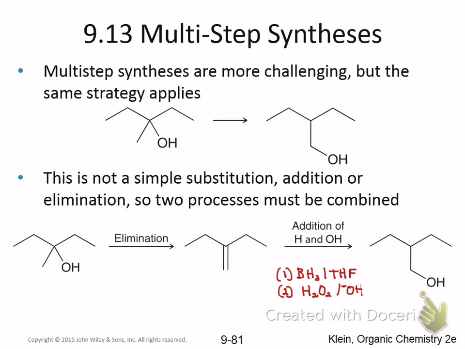Okay. The first one is probably one I would do with TsCl, and then step two, or SOCl2, either one of those to make an alkyl halide of the alcohol, and then a strong bulky base. Okay. Like that. Okay.